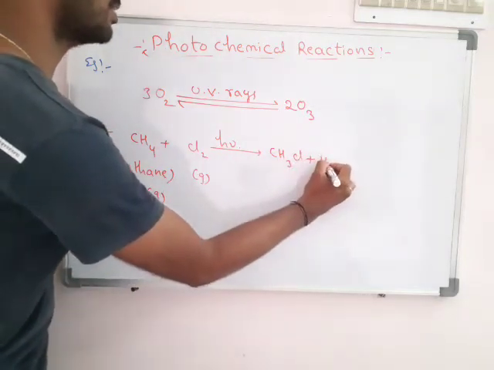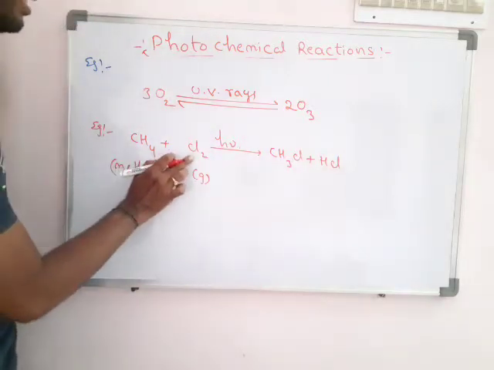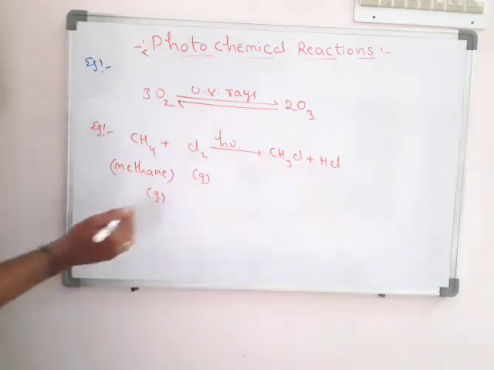CH3Cl, one hydrogen comes out forming HCl, and CH3Cl. The remaining one Cl released one hydrogen, which combines forming HCl.